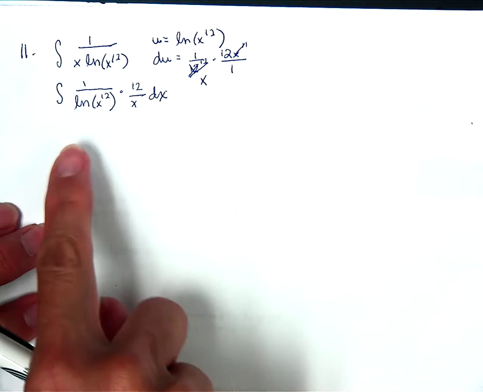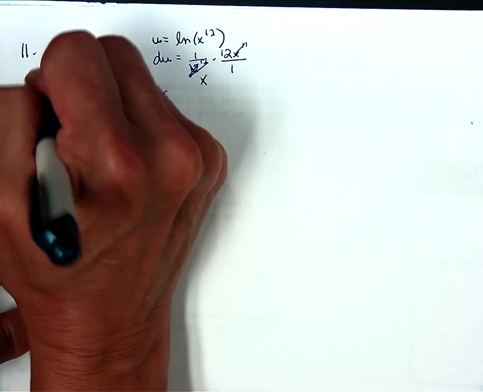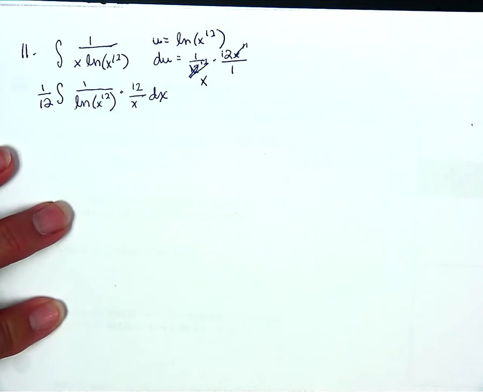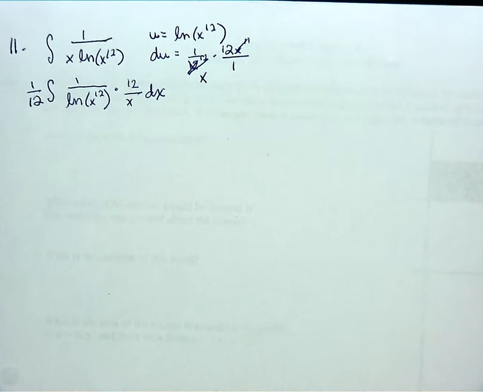So 1 over natural log of x to the 12th, the derivative is 12 over x dx, and all I need to make that equivalent to the line above it is that coefficient of 1/12. Now that's how I did it.